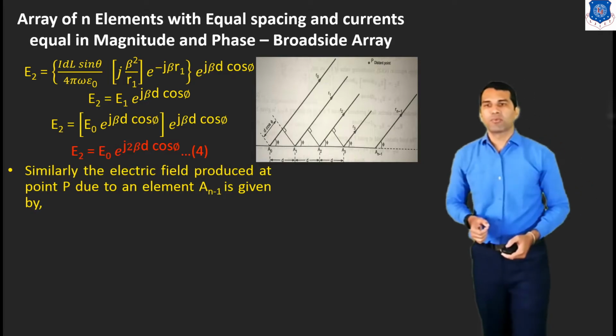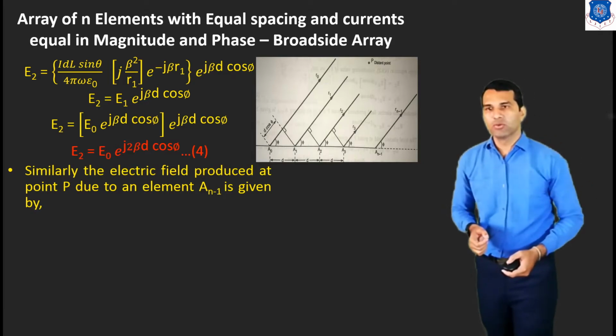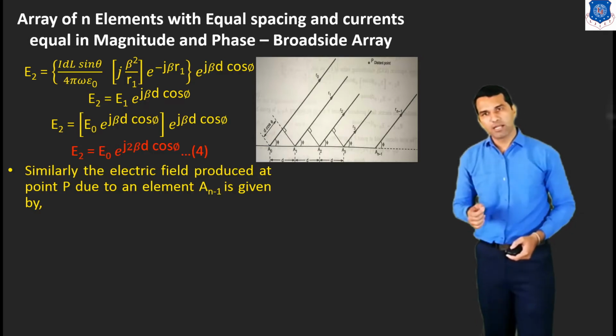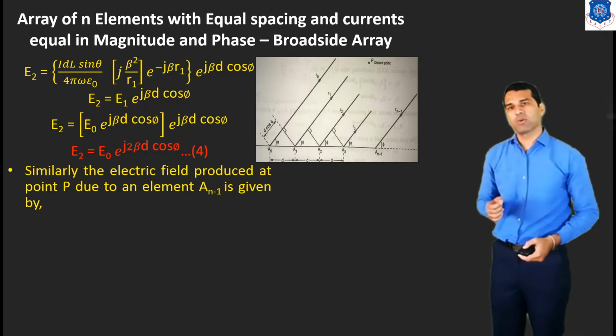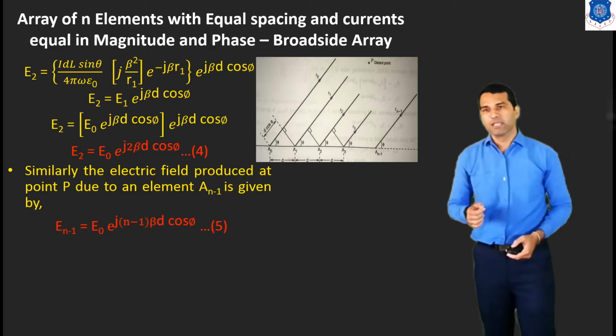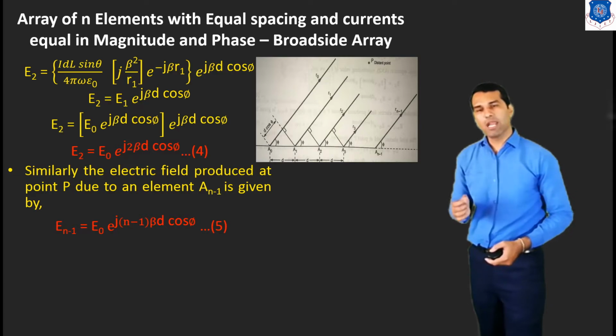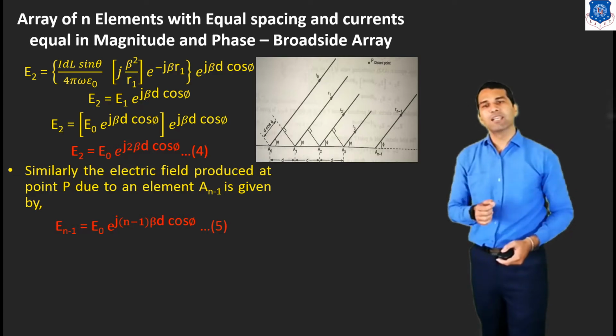Similarly, the electric field produced at the point P due to the element An-1 is given by, in the generalized form, En-1 equals E0 e raised to j (n minus 1) beta d cos phi.